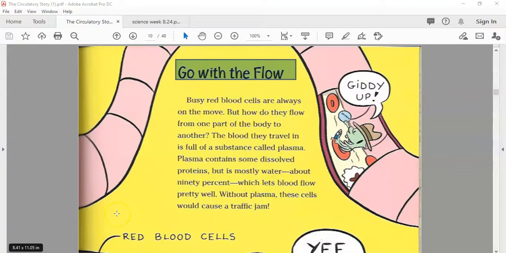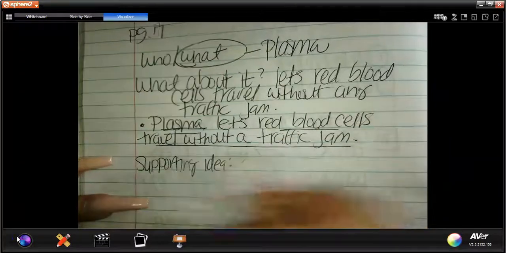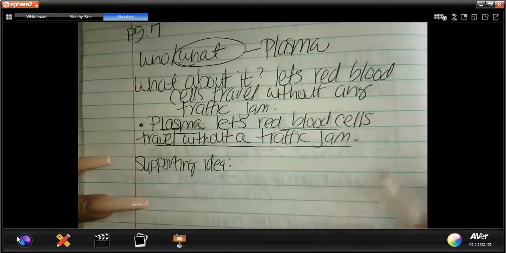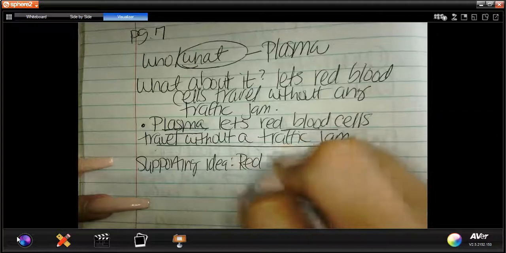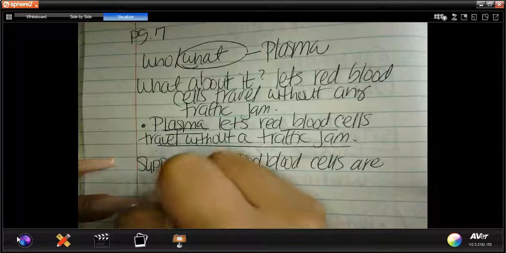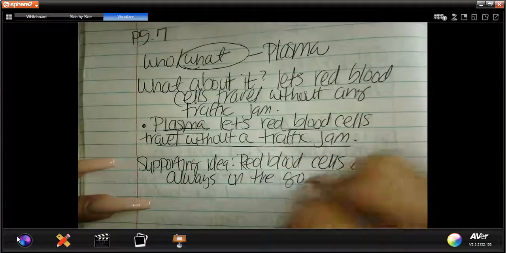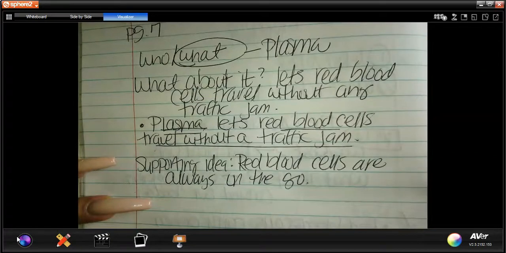So let's go ahead and go back and write that as a supporting detail. So we can put it in our own words. The reason why we have the plasma that allows red blood cells to travel is because red blood cells are always on the go. You can also say always traveling, always moving, because that's true.